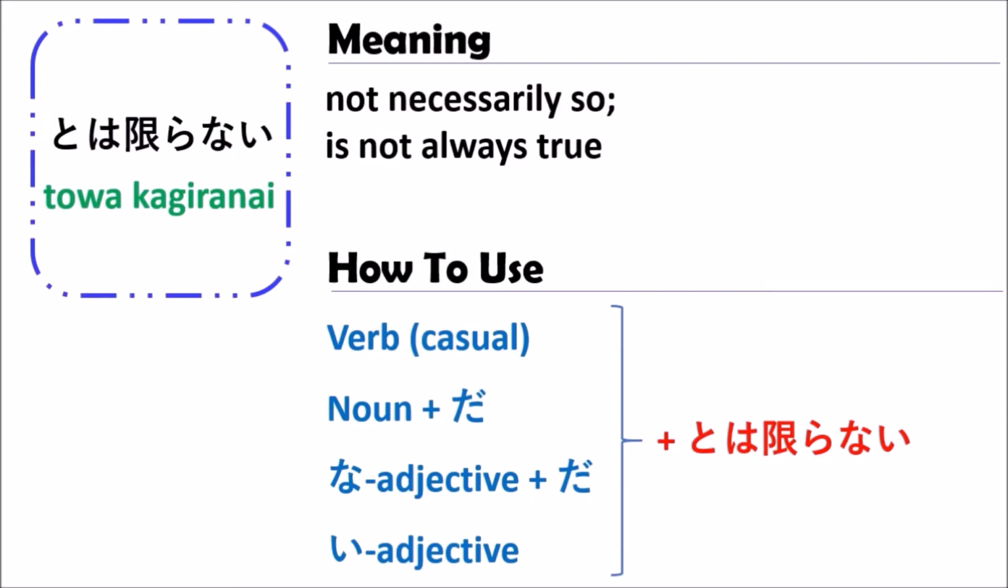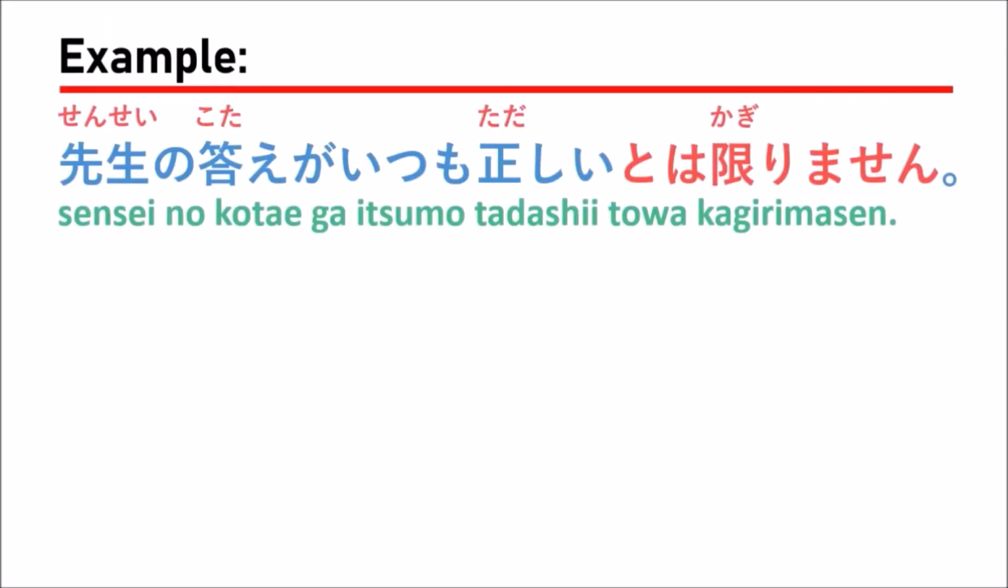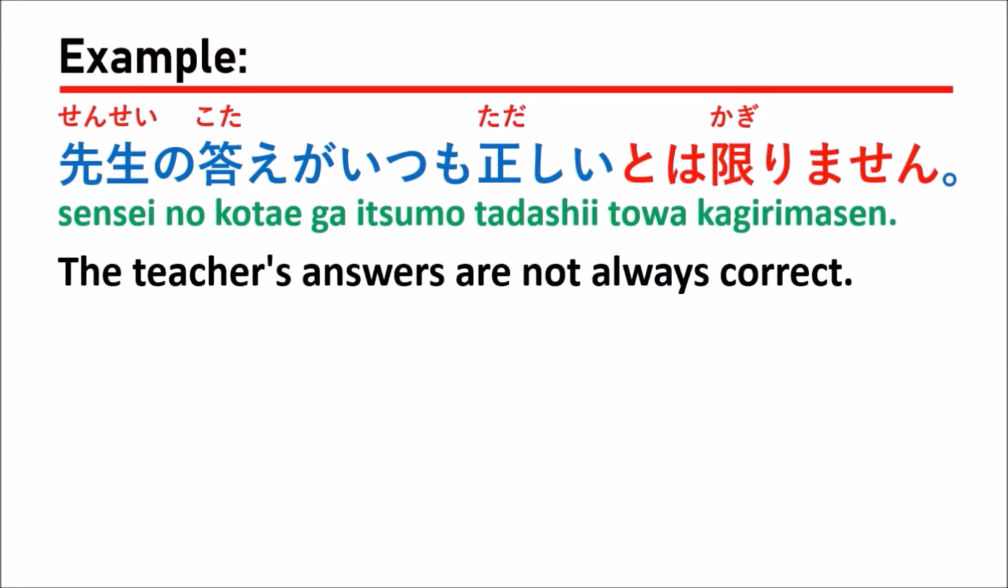the grammar of TOWAKAGIRANAI. In here, for example, they say, 先生の答えがいつも正しいとは限りません。 Which means in English: the teacher's answers are not always correct. This means that in here, what we have to learn about is TOWAKAGIRIMASEN. TOWAKAGIRIMASEN is the same meaning as TOWAKAGIRANAI.